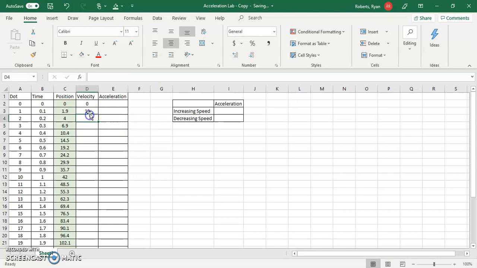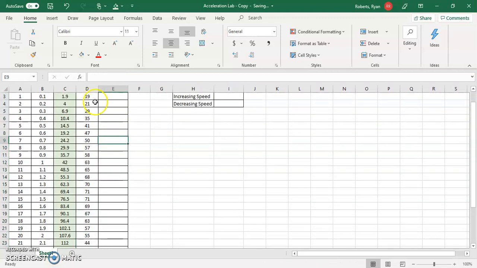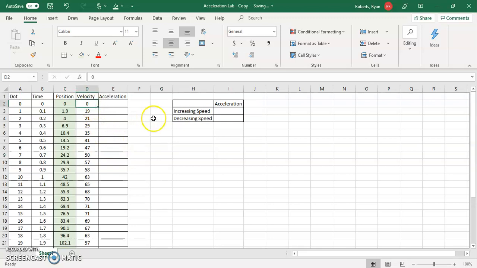So again, lower right hand corner of this cell, you can double click and it'll auto calculate all those velocity values for you. So if you notice here, let's take a look at what we got. Starting off at rest, my velocities are increasing up until about here. So 1.4, 1.5 seconds, my velocity is getting bigger, which might be a different time for you.